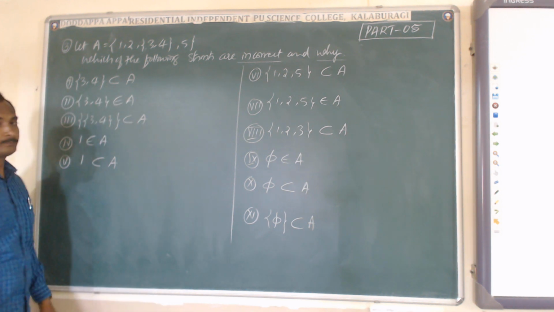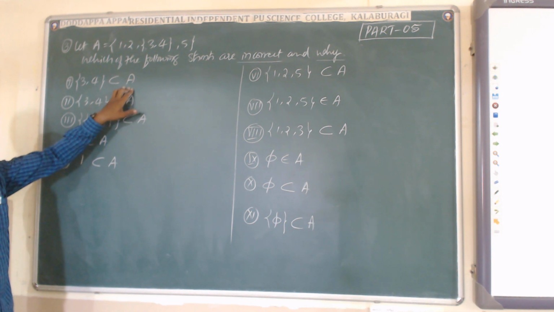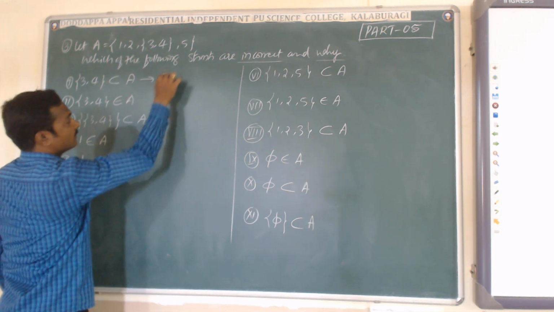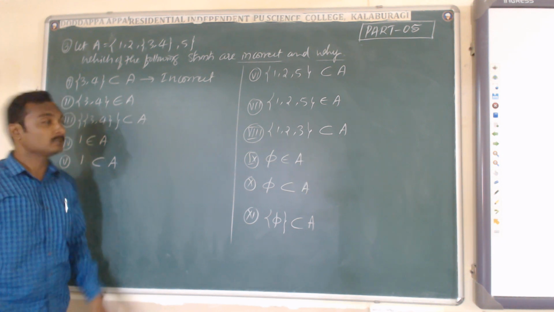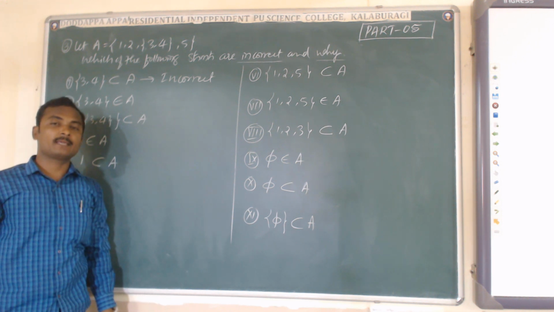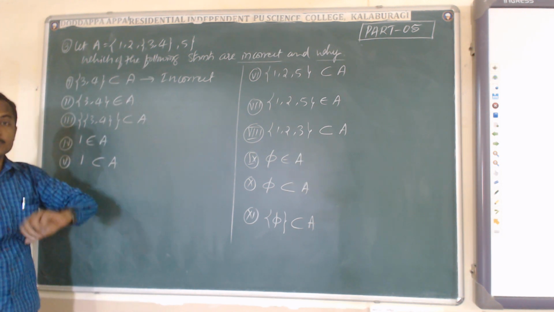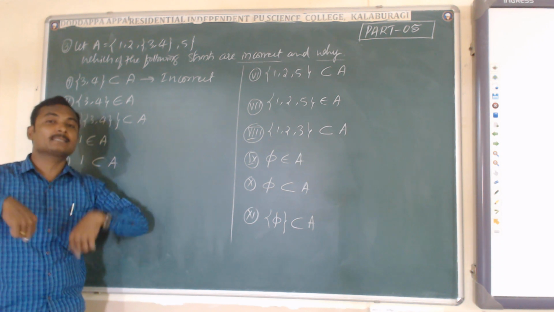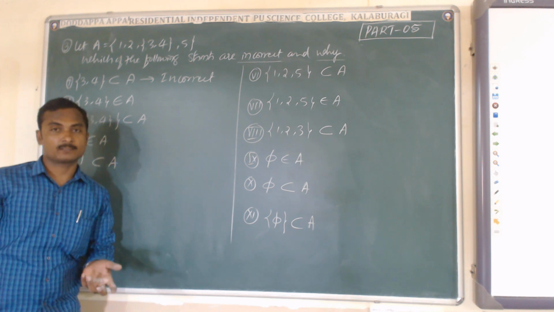Right? Okay. Look at the first one. The set containing 3, 4 is a subset of A. As the set 3, 4 is an element of A, definitely this is incorrect. The reason is that the set 3, 4 is an element of the given set A. Therefore, if this is an element, then that should not be a subset. The elements are written in the set.